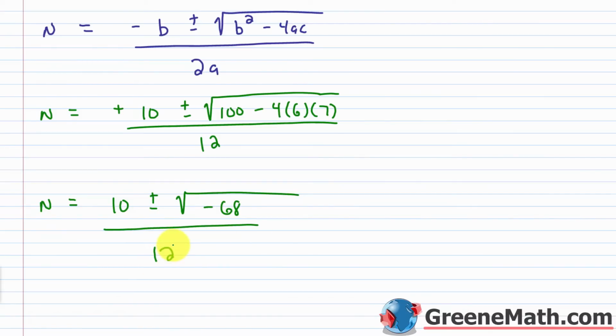Do you see a problem? Well, you know that I can't take the square root of a negative number with the real number system. We can do it by using the complex number system, but we haven't gotten to that yet.